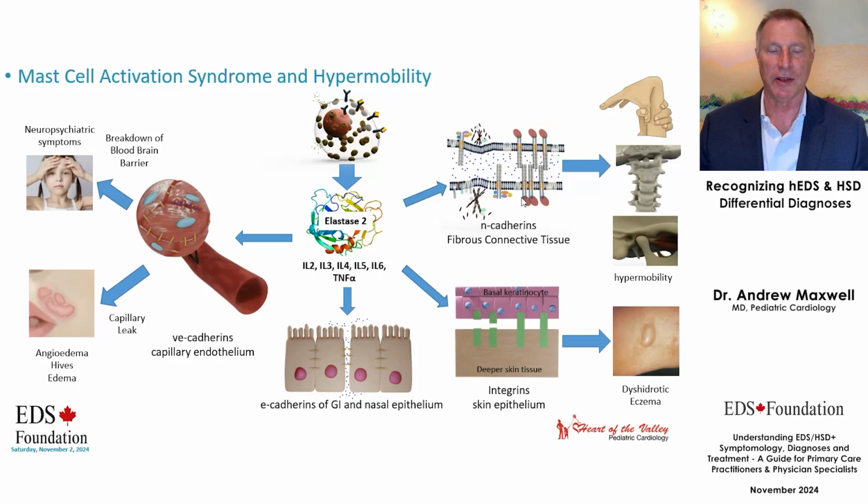They also break down E-cadherins, which hold together GI epithelium. And breaking these down creates what's called leaky gut. They also break down cadherins in the endothelium and create a leaky blood-brain barrier and leaky capillaries. So elastases secreted by mast cells can affect a lot of the things that we see in patients with hypermobility.